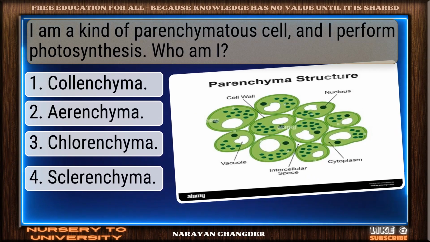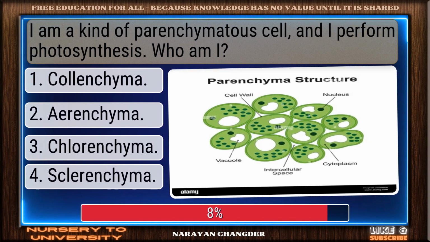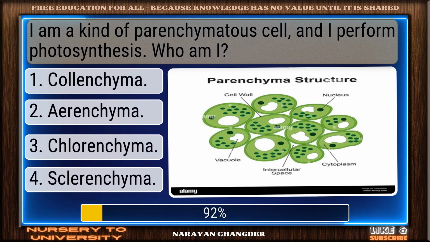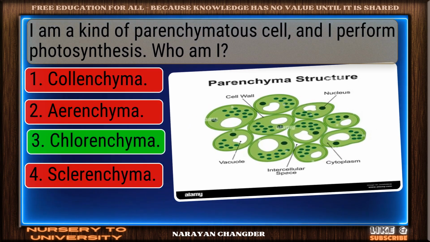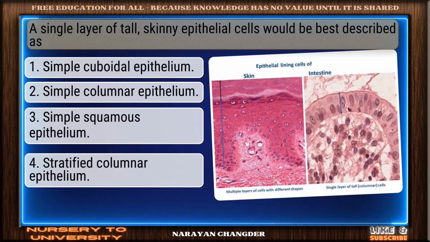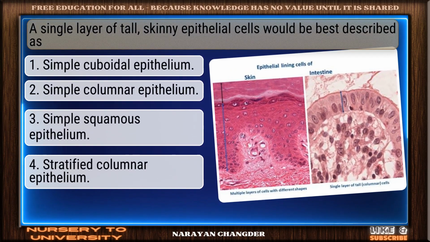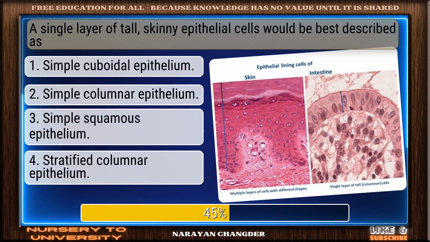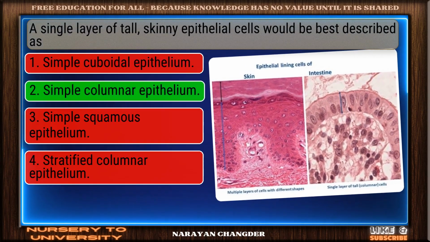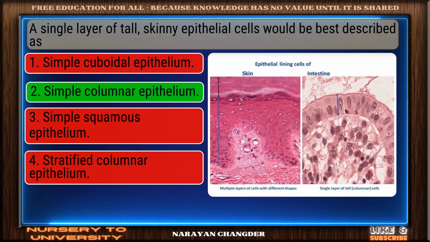Question number 33. I am a kind of parenchymatous cell, and I perform photosynthesis. Who am I? Well done. Chlorenchyma is the right choice. Question number 34. A single layer of tall, skinny epithelial cells would be best described as. Right choice. Simple columnar epithelium is the best answer.